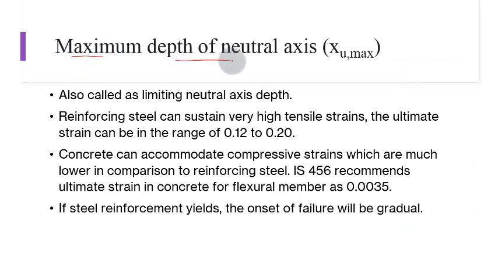Maximum depth of neutral axis. The maximum depth of neutral axis is limited to ensure that tensile steel will reach its yield stress before concrete fails in compression. Thus, a brittle failure can be avoided. Maximum depth of neutral axis is also called the limiting neutral axis depth. The reinforcing steel can sustain very high tensile strains due to the ductile behavior of steel following yielding. The ultimate strain can be in the range of 0.12 to 0.20.